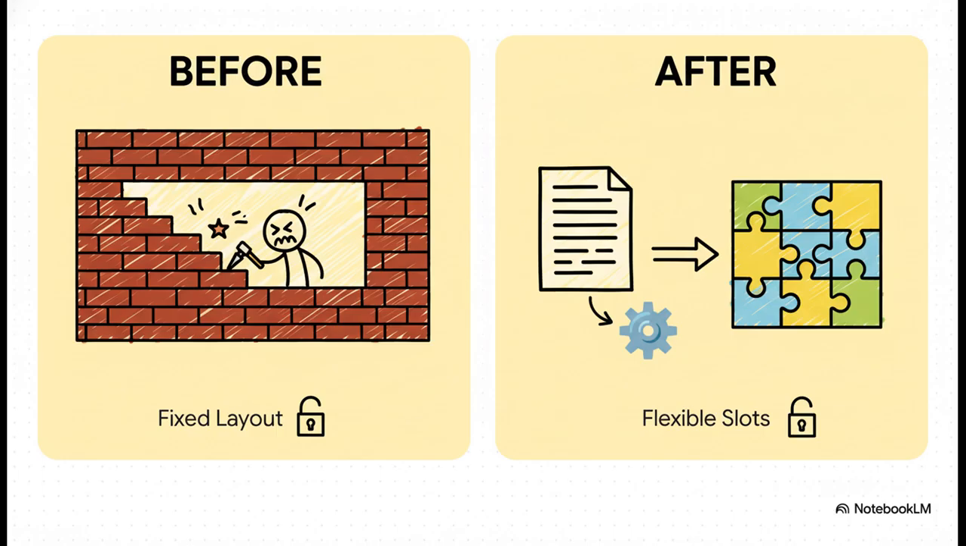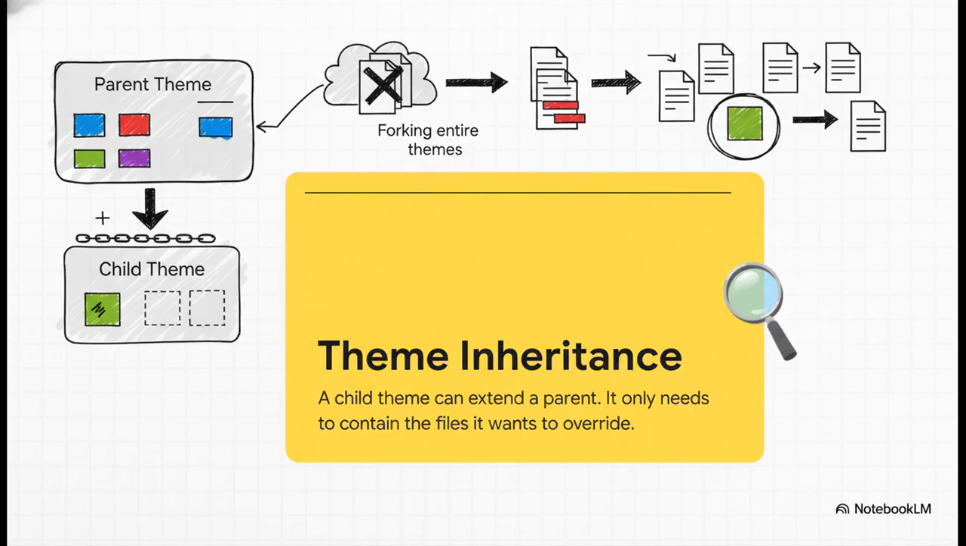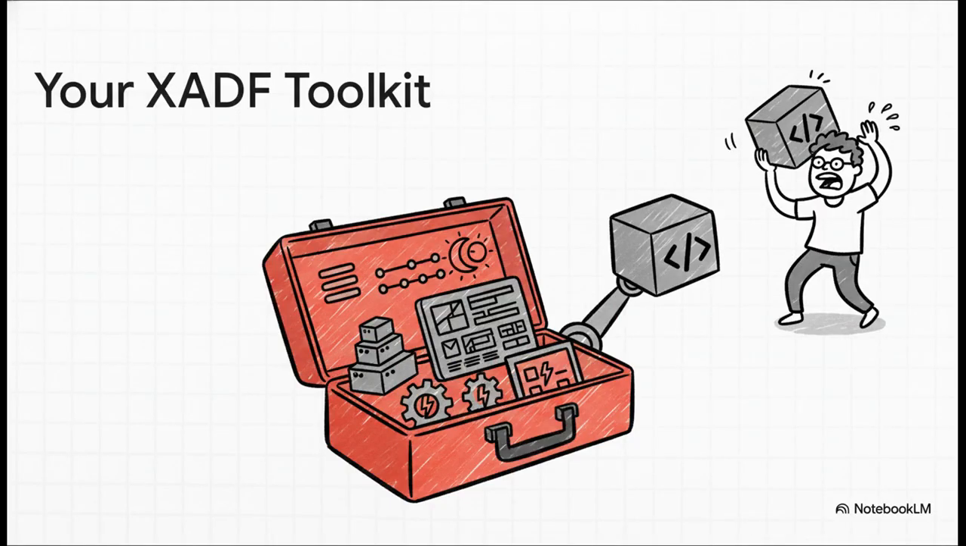It's so much cleaner. Now this is a total game changer. Theme inheritance. You all remember having to copy and paste an entire theme, basically forking it just to change a color scheme or a font? Well, that's over. Now you can just create a child theme that extends a parent, and you only have to include the one file you want to change. Everything else, it's just inherited automatically. This is huge.